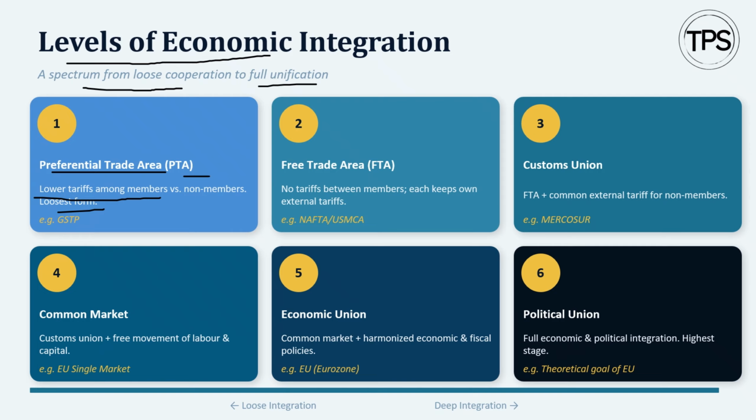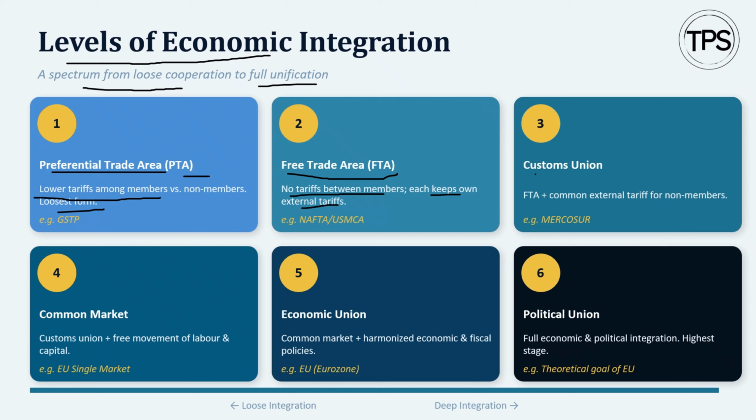An example is GSTP. Another is the free trade area, FTA. What does it mean? No tariff between members, and each keeps its own external tariffs. Like one country giving to another without any tariff. This is called FTA, the free trade area: no tariff between members, so trade between them can go freely.